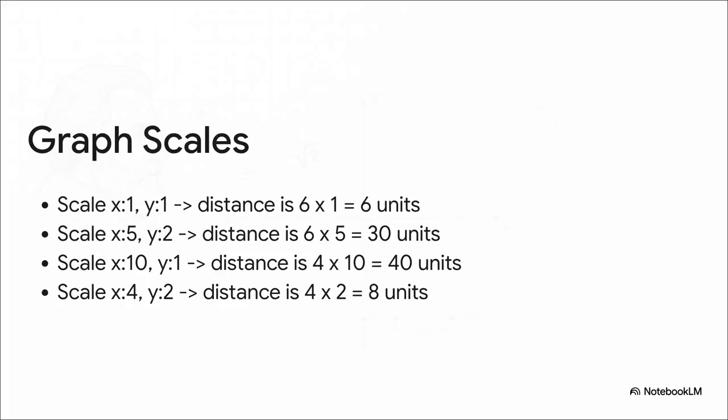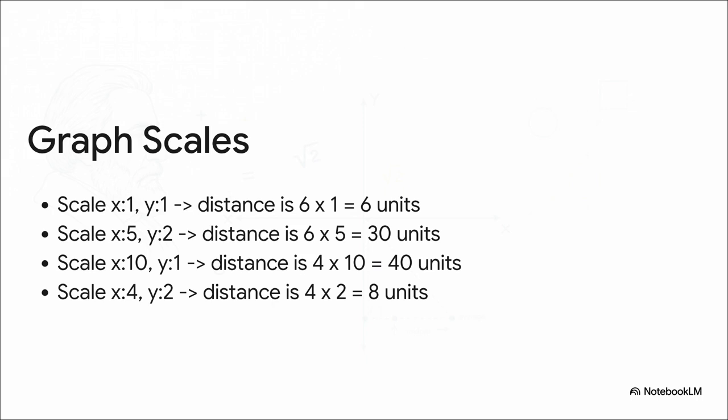All right, listen up, because this is a really common exam trap: graph scales. Sometimes a graph doesn't just nicely count by ones. You actually have to multiply your calculated units by the scale of the axis. So if the x-axis scale is 1 unit per box, a calculated distance of 6 is just 6 times 1, which is 6 units. Simple.